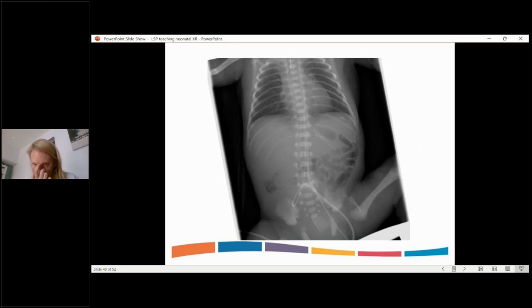And again, this is something else that would be easily missed. So number one, we've done it for lines. But what else can we see on the x-ray? Have a look and then pop your answers in the chat for me.